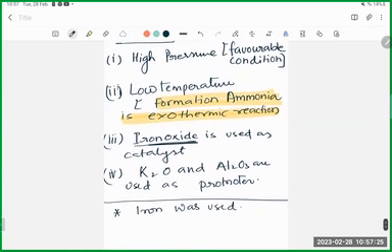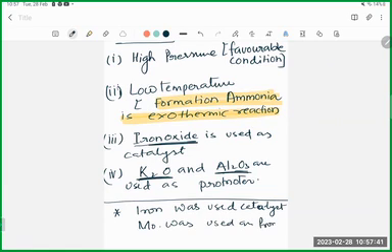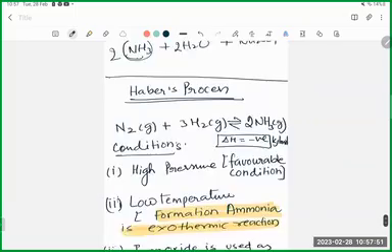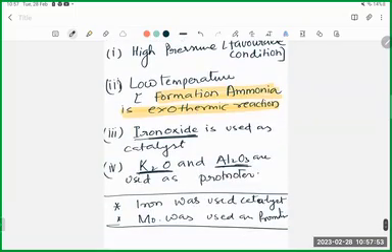Okay, and instead of potassium oxide and aluminium oxide, what was used? Molybdenum as the promoter. Did you understand? So it was used before, but now what they are using is iron oxide as the catalyst and potassium oxide as a promoter. Did you understand? So this is the reaction taking place over here.